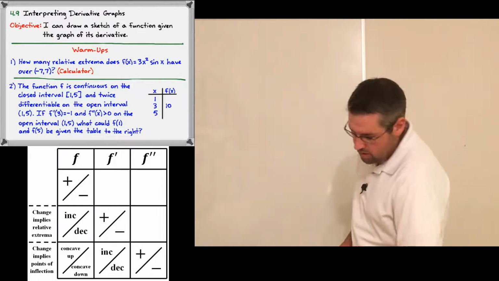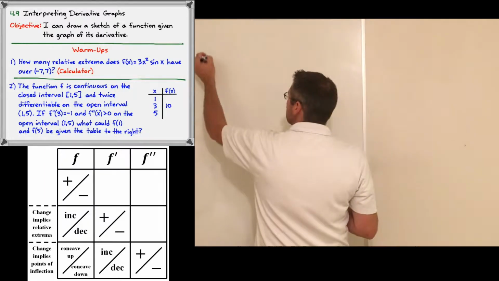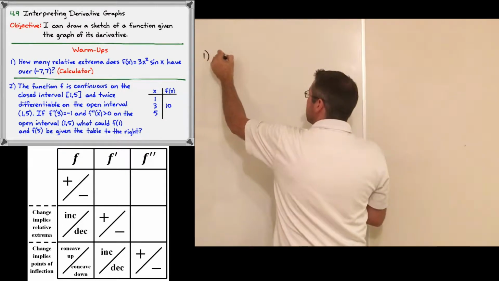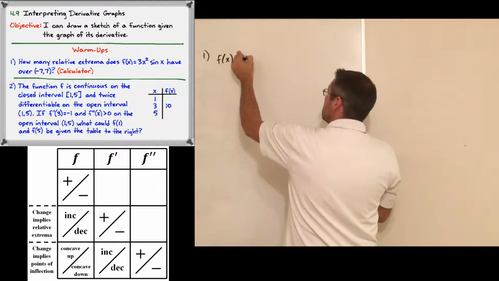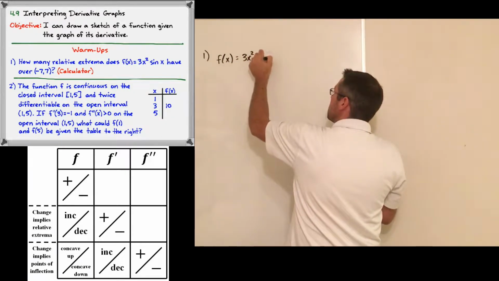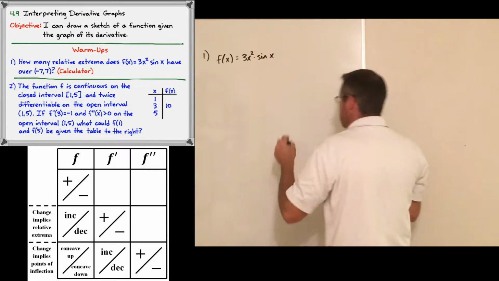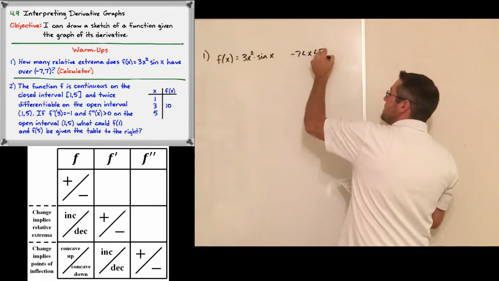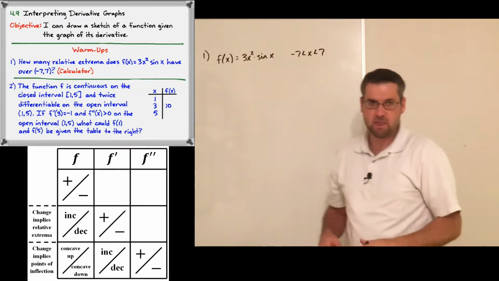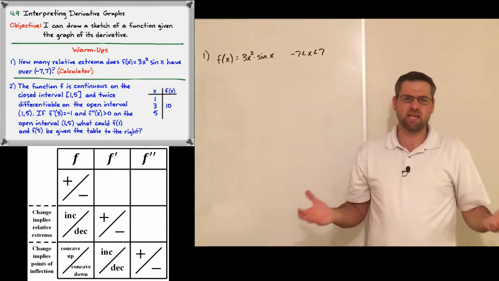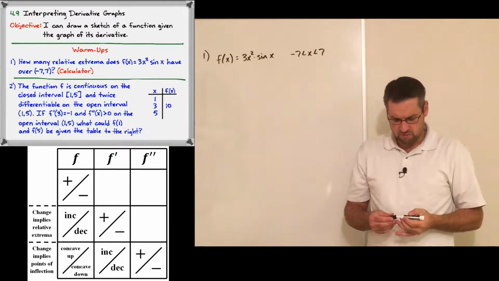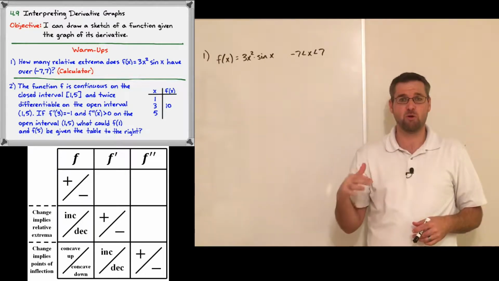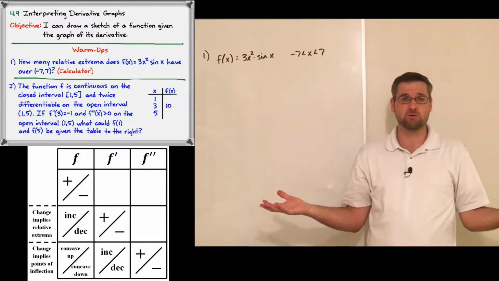In number one, it's a relatively simple concept to understand. It says, how many extrema does f of x have if f of x is equal to 3x squared times sine of x? And it's giving us an interval, -7 less than x less than 7. So we're looking for relative extrema. It's a calculator-based problem, so it's easy enough to graph this function and just look for where you have high points and where you have low points and say, that's how many relative extrema I have.